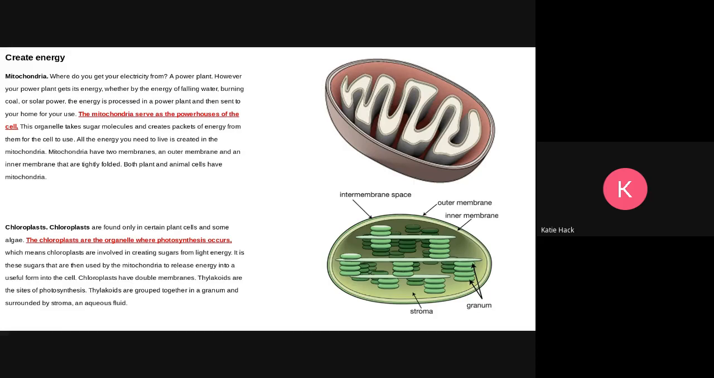Now, the chloroplast is the organelle where photosynthesis occurs. And inside the chloroplast, this will take the sugar used by the mitochondria to release energy into useful forms of the cell. So the chloroplasts have double membranes. And the thylakoids, so see these little green discs that are everywhere, the granum, those are also your thylakoids. They're going to be grouped together in a granum and surrounded by stroma in an aqueous fluid.